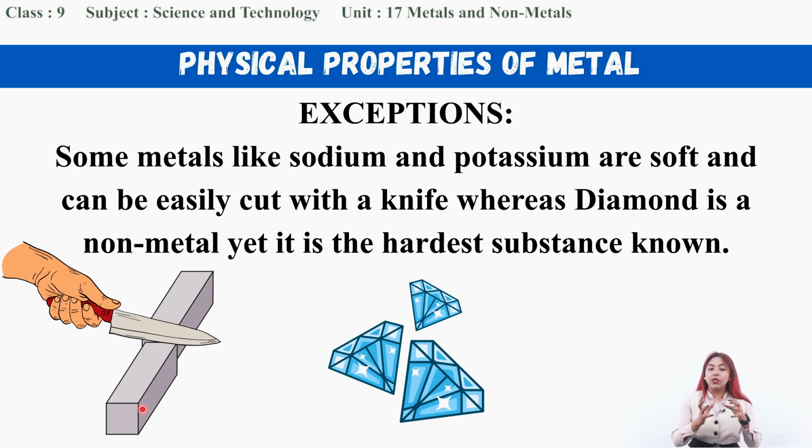So even though some metals are soft, most of the metals are hard. That's why we have a physical property of the metal, that most metals are hard. And even though diamond is the hardest substance known, most of the other non-metals are usually softer than the metals. That's why we say that metals are harder than non-metals.